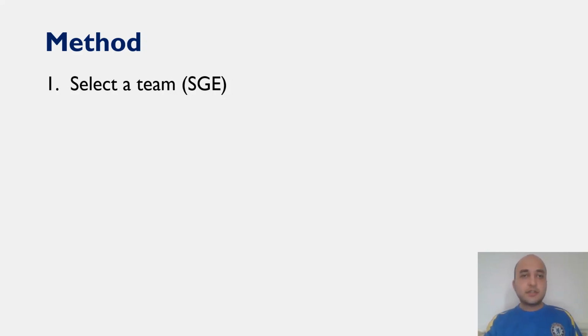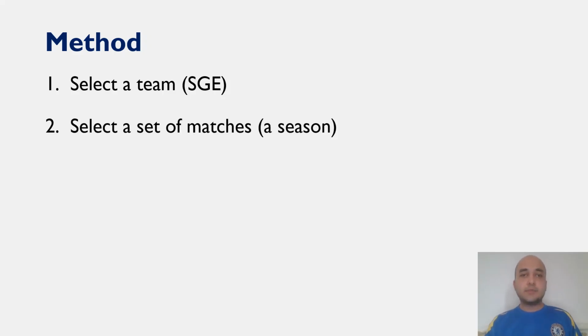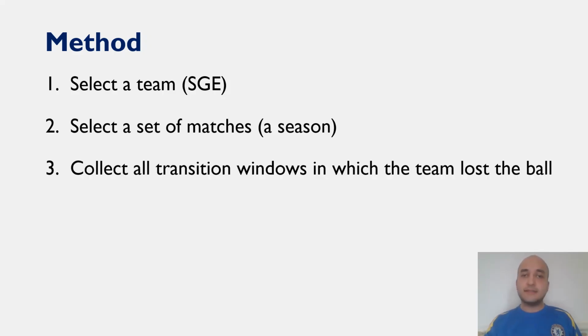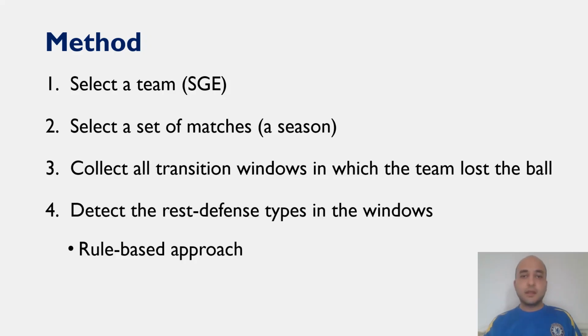So what is the method that we took? We select a team, Eintracht Frankfurt, for example. We select a set of matches of that team, for example, a season. We collect all transition windows in which the team lost the ball. In this case, Frankfurt lost the ball in their first third of the opponent team's field. And then we look for the rest defense types in the windows that we have explained.